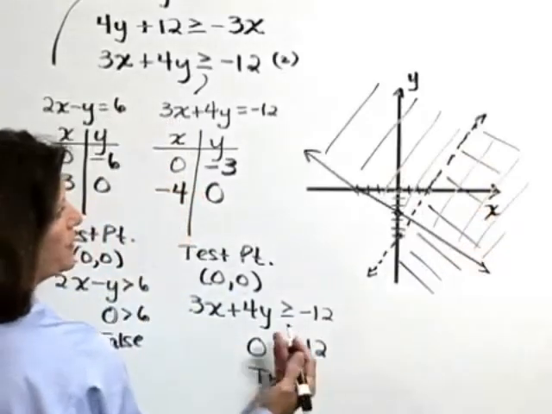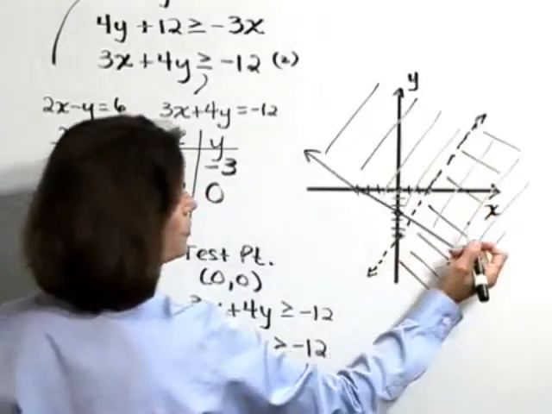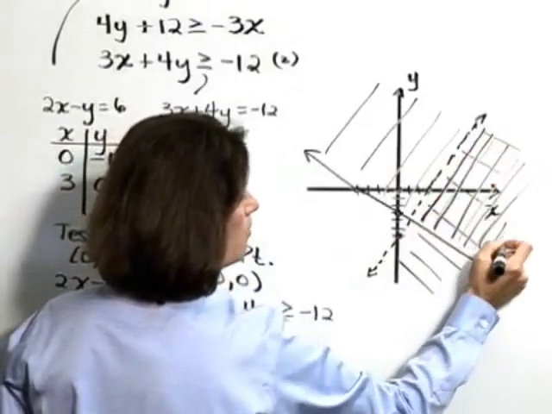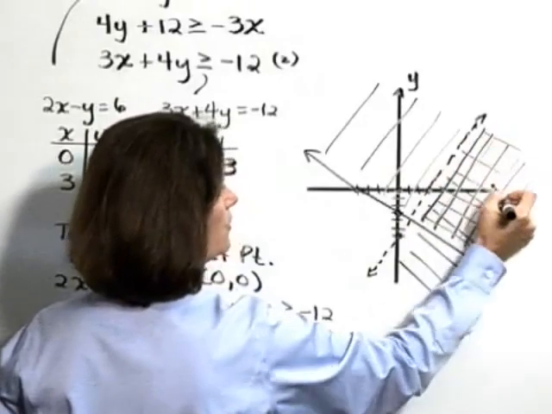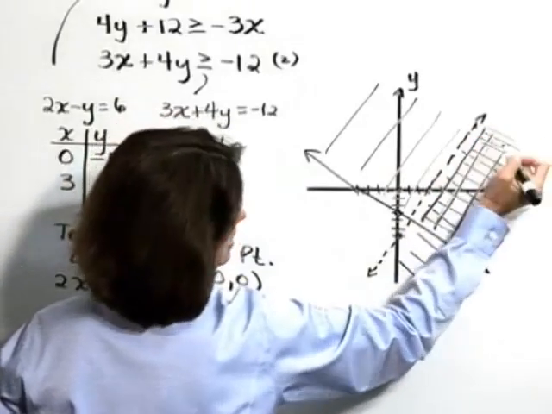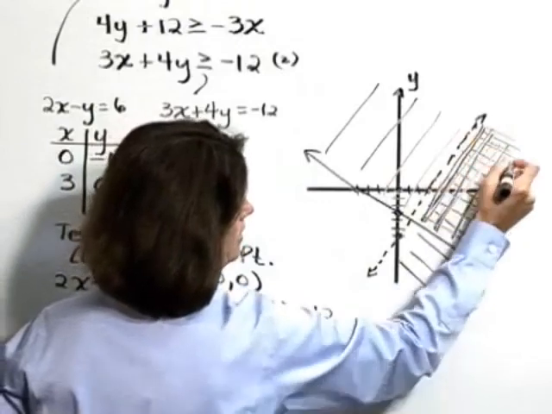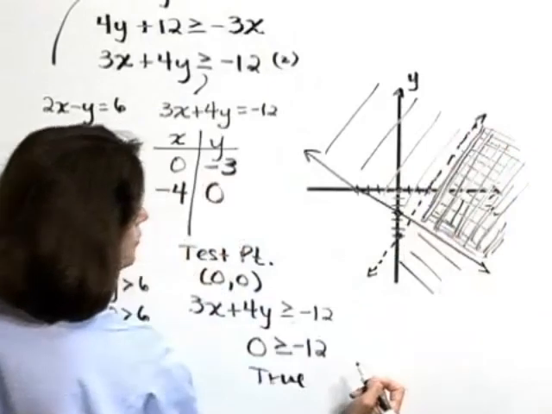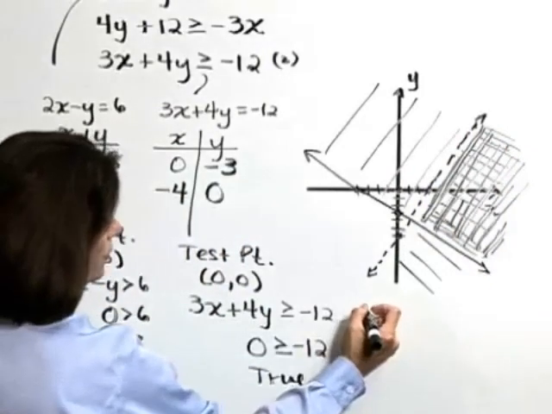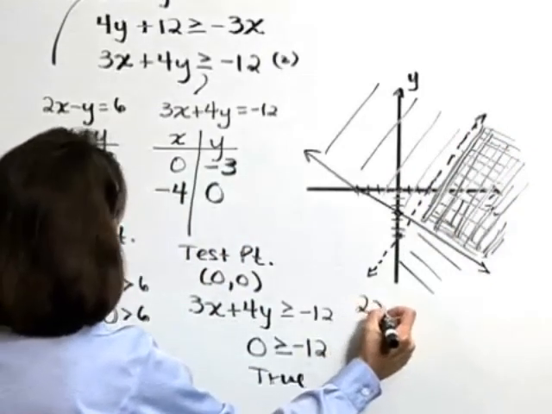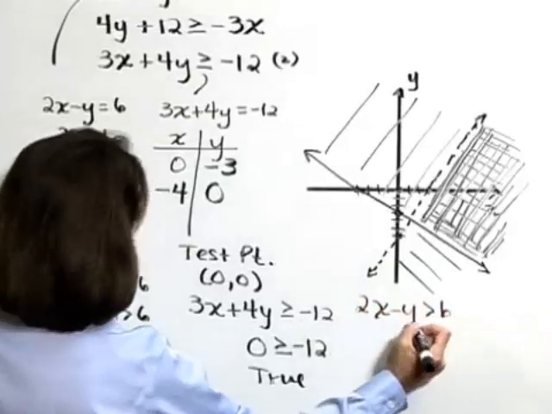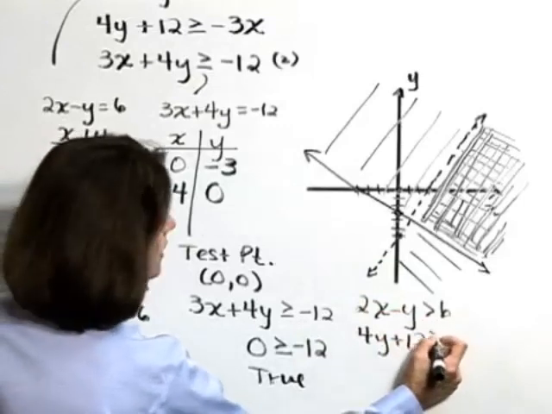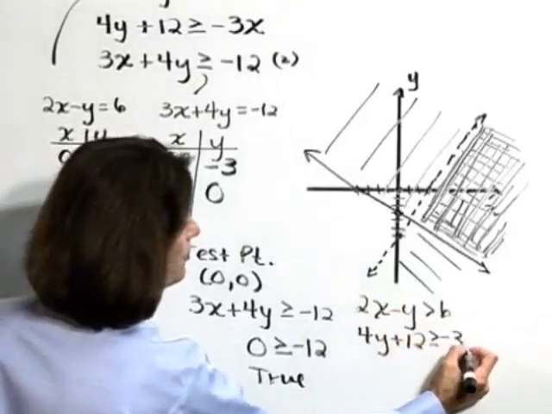Now, as a solution to the system of inequalities, the solution region includes this area that is covered by both inequality solutions, this area of intersection of the shading. So I want you to shade this area a bit darker so we can clearly identify that solution region. And it's the solution region for the system of inequalities 2x minus y is greater than 6 and 4y plus 12 is greater than or equal to negative 3x.